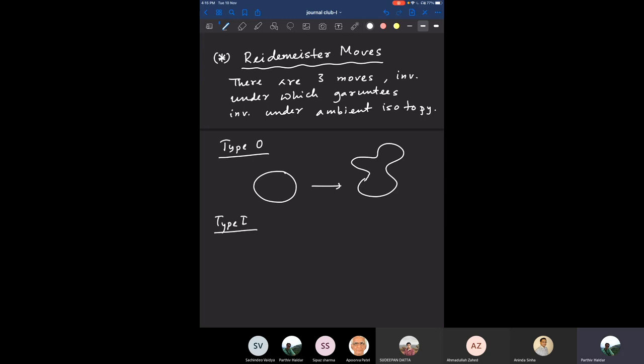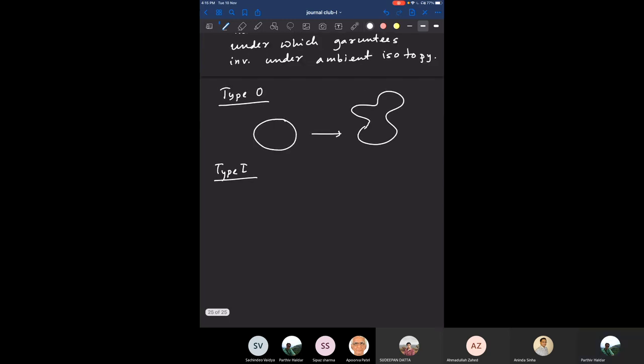Then there's a type one that, suppose you have this one strand. So all of these are part of a larger knot diagram. So you can look at a very small piece, and you are applying these moves to the smaller piece. Whatever diagram you finally get, they will represent the same knot diagram. It's the same knot, that is the point.